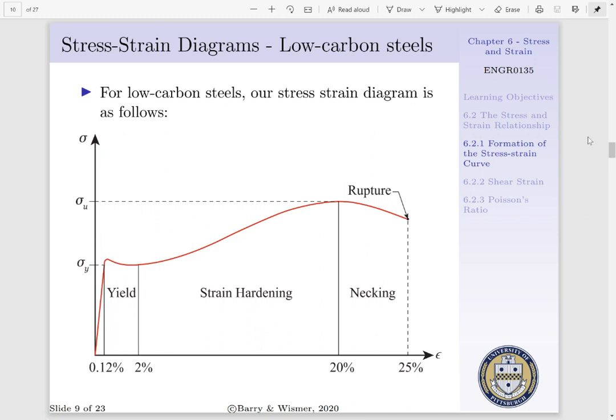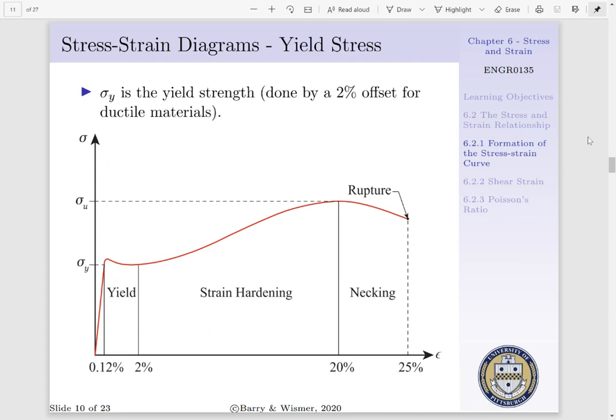Now there are some very unique key features to our stress strain diagram that we have to talk about. The first is our yield strength of our material. Our yield strength is denoted as sigma sub y. Now the yield strength corresponds to the yield stress of our material. And for ductile materials, we do a 2% offset and draw a line that is parallel to our linear line that goes from our origin up to our yield strength. Now our yield strength is going to be our design point within our system. We never want to exceed our yield strength, for we'll talk about what happens if we do.